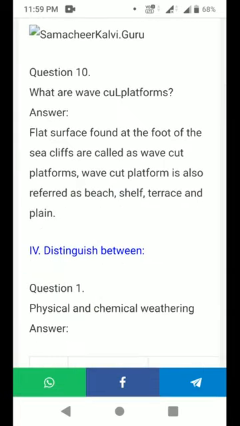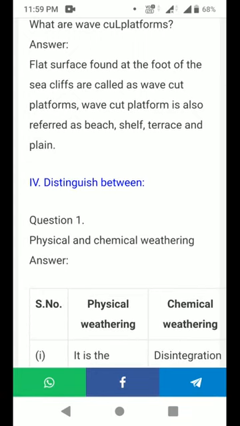Next, what are wave-cut platforms? Answer: the flat surface found at the foot of the sea cliffs is called a wave-cut platform. Wave-cut platforms are also referred to as beach, shelf, terrace and plain.